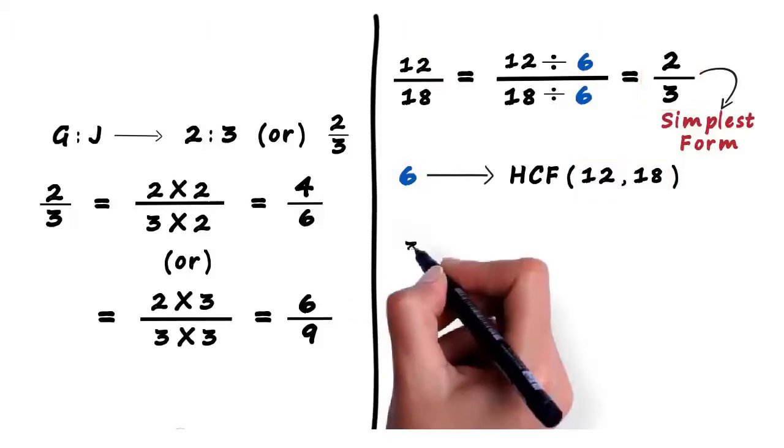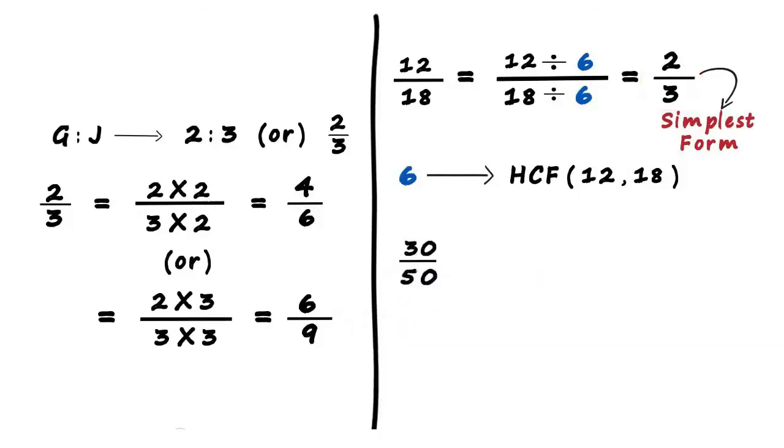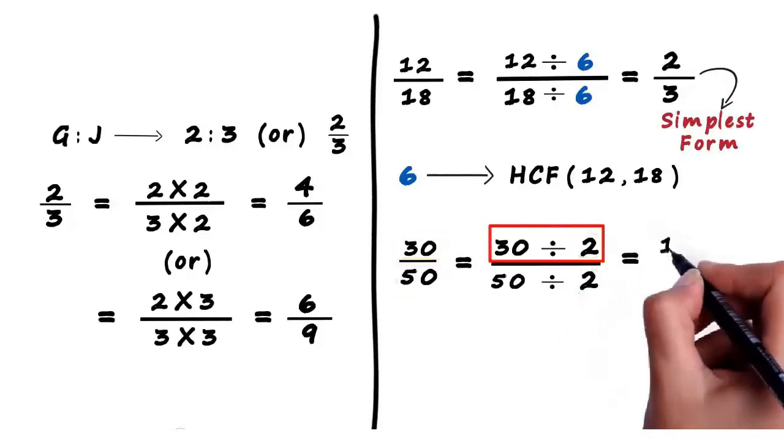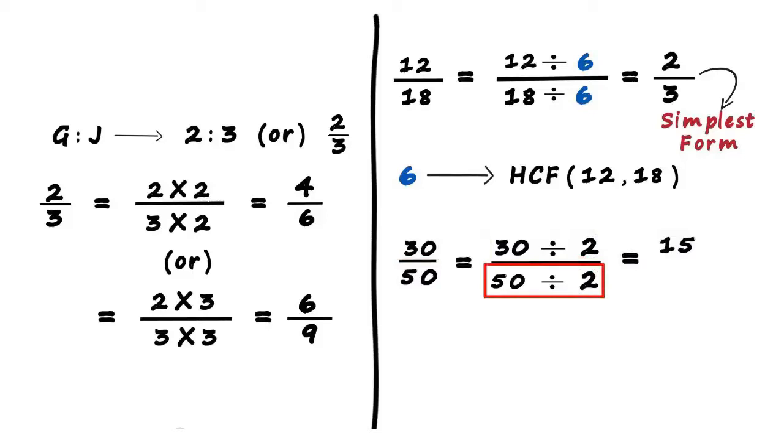Say we have the ratio 30/50. Let's assume that we do not know what their HCF is. If we do not know what the HCF is, all we need to do is look for the common factors of the numerator and the denominator. 30 and 50 are both divisible by 2, so we divide the numerator as well as the denominator by 2. 30 divided by 2 is 15 and 50 divided by 2 is 25.